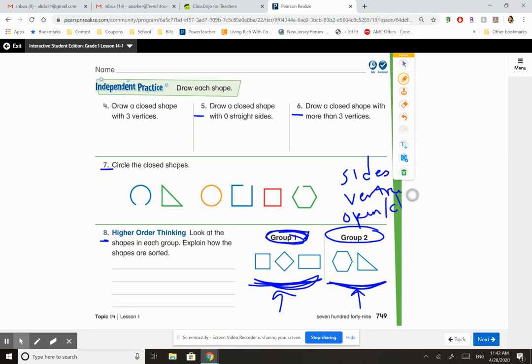These are your important words for this lesson.